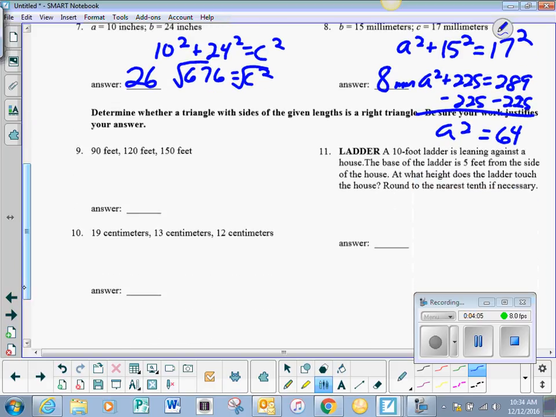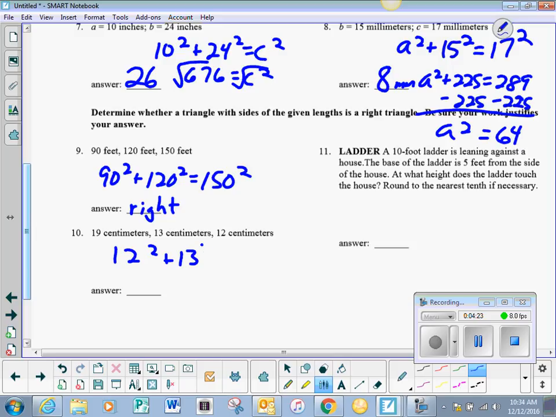Number 9, is it a right triangle? Is 90 squared plus 120 squared equal to 150 squared? And the answer is yes, it's a right triangle. Okay? Is 12 squared plus 13 squared equal to 19 squared? No, so it's not right.